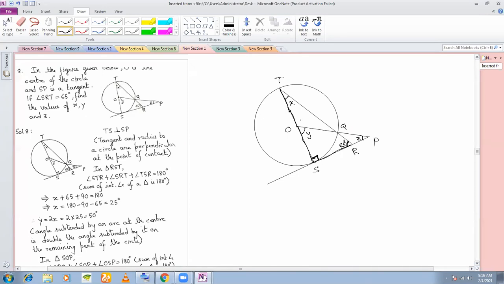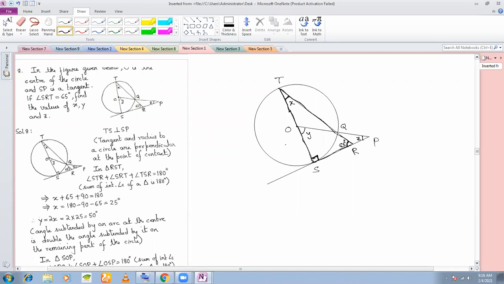Triangle TSR or SRT. If you consider this triangle, you will see that one angle is 90 degree, the other angle is given to you as 65 degree, and x is the third angle that is unknown, which you can find as 180 minus 90 minus 65.